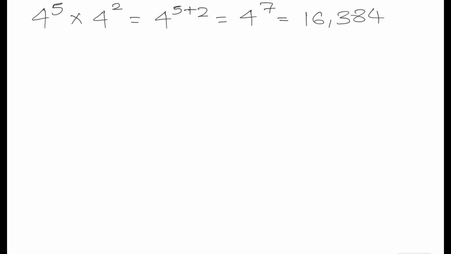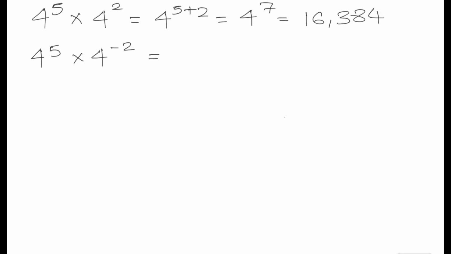So here we've got 4 to the power of 5 multiplied by 4 to the power of 2. Because they both have the same 4 in front of them, we can simplify that to 4 to the power of 5 plus 2, which gives us 4 to the power of 7, which calculates as 16,384.